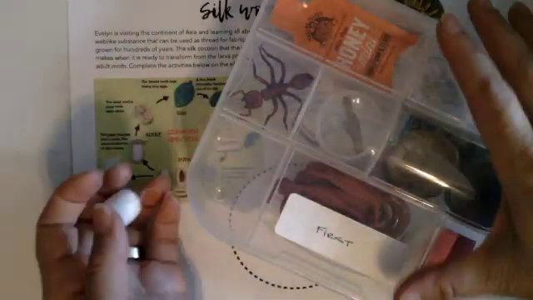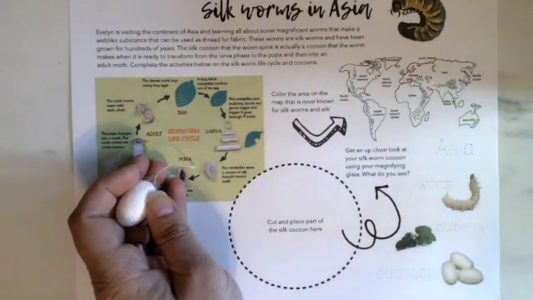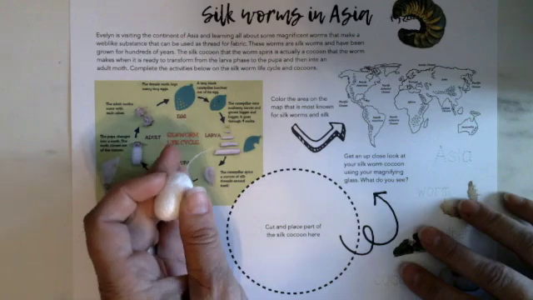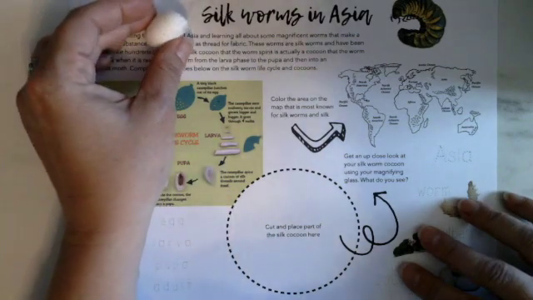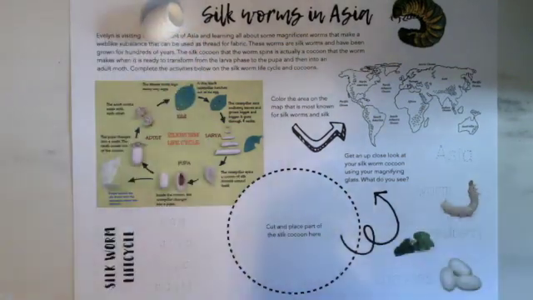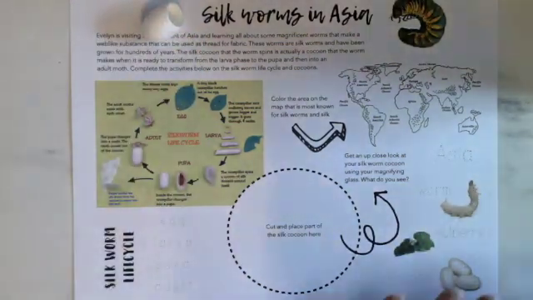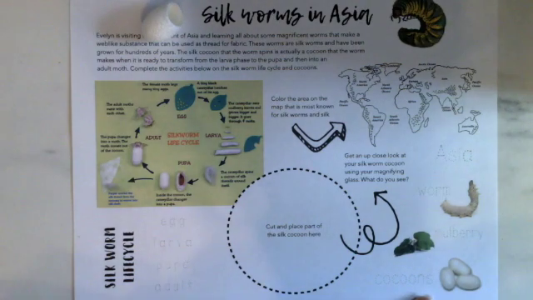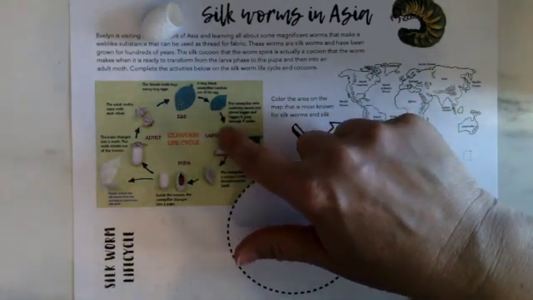Now what we are going to do is take our silk cocoon, hold on to it, and talk a little bit about this silkworm, all right? Because, again, in history, silkworms were a very, very important thing to trade with. They originated in Asia, and they've been grown for hundreds, if not thousands of years. The silk cocoon that the worm spins is a cocoon that the worm makes when it's ready to transform from a larva phase, here, into that pupa phase.